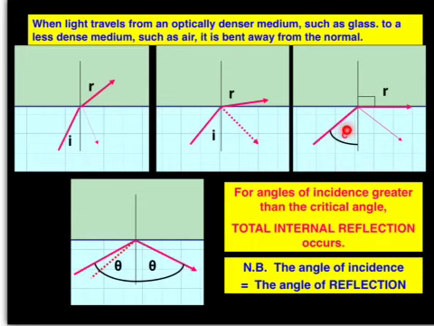And if we make the angle of incidence any bigger than the critical angle, like the situation here, then no light will go out into the air. It will all come back in. And this is called total internal reflection. Here it is.